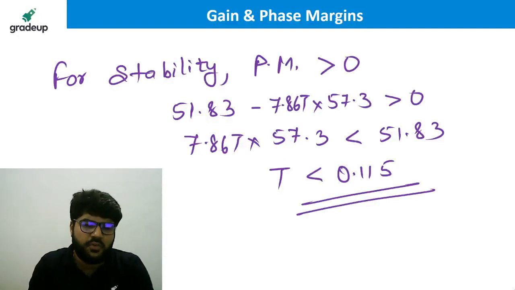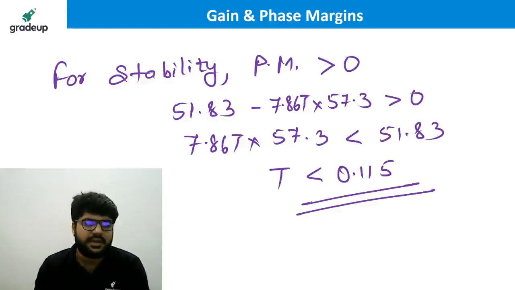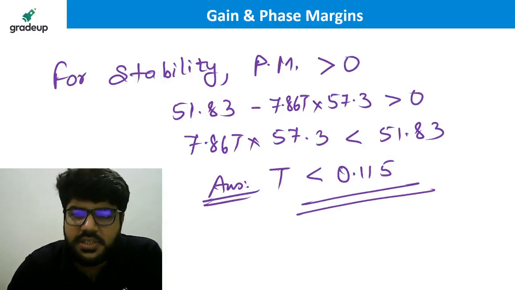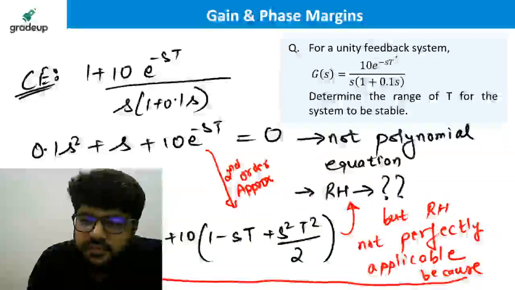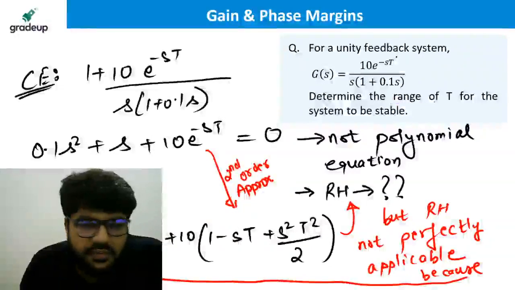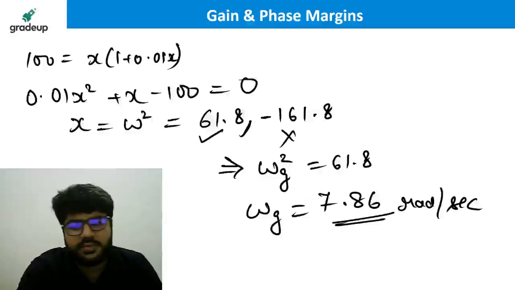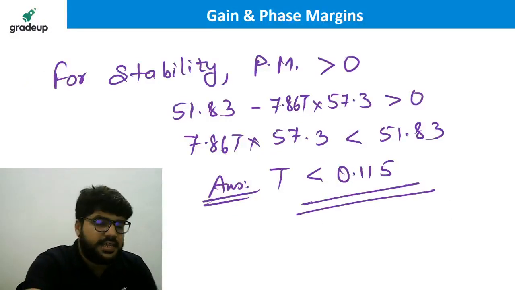Yeah, Neha, 0.114, 0.115 approximately, both correct. Okay, so that is your final answer. The question was the range of T for the system to be stable, and I've used the concept of phase margin to solve this question. Okay, T less than 0.115.